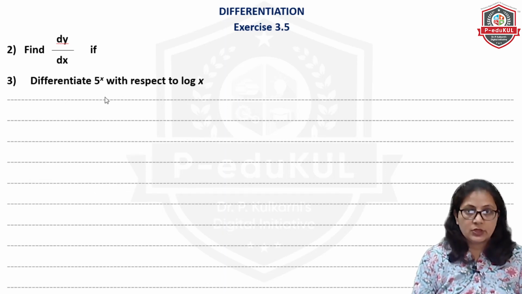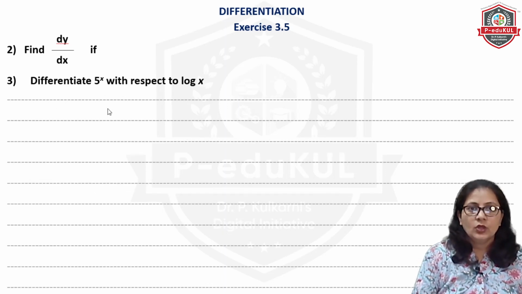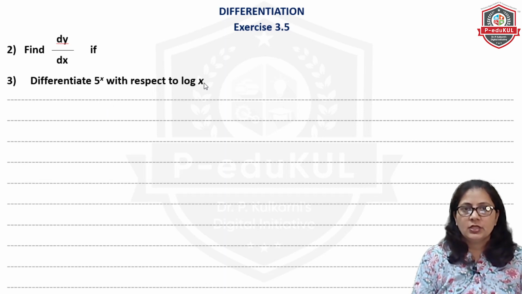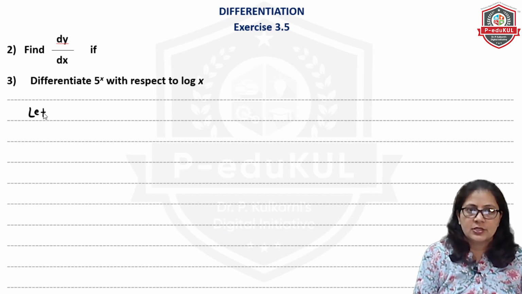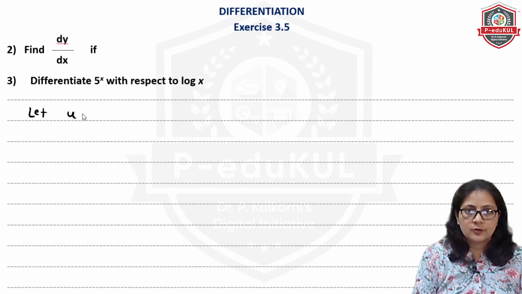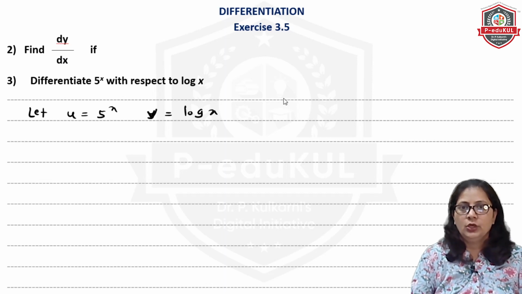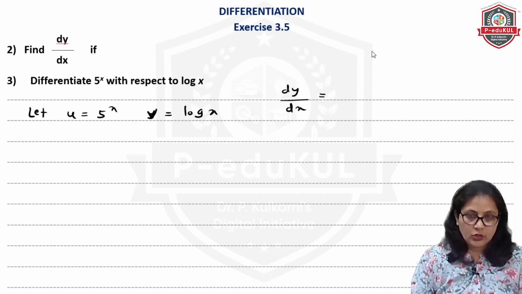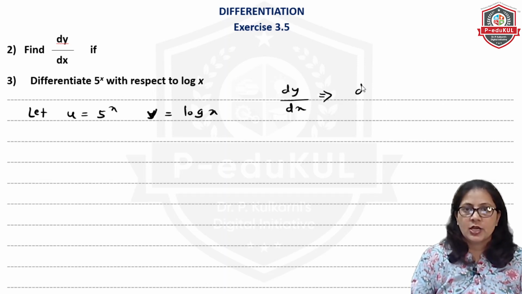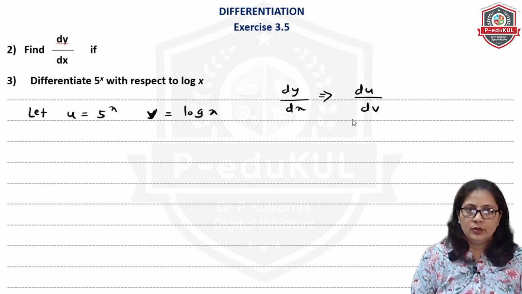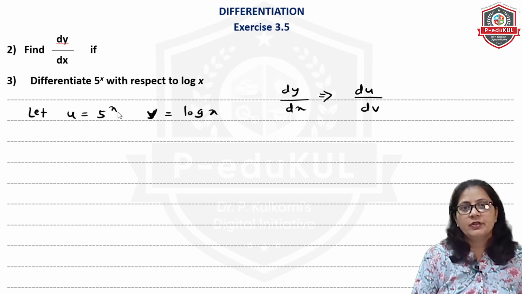Differentiate 5 raised to x with respect to log x. So here actually we are having these two functions. So I let u is 5 raised to x and v is log x. We want to find out dy by dx. So here my dy by dx will be du by dv. That will change as du by dv. Okay, and my function is given in terms of x.